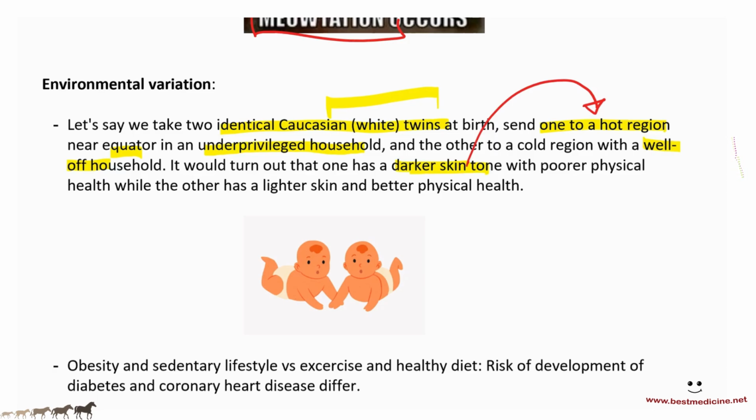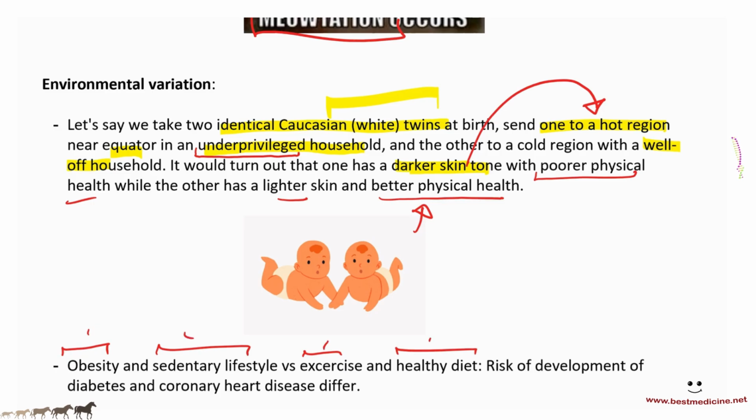Also, because he is living in an underprivileged household, he's going to have poorer physical health. While the other one has lighter skin and better physical health because he's in a colder and more well-off household. So, environmental variation: obesity and a sedentary lifestyle versus exercise and a healthy diet. We've already looked at these examples in cardiovascular disease as well as in diabetes.